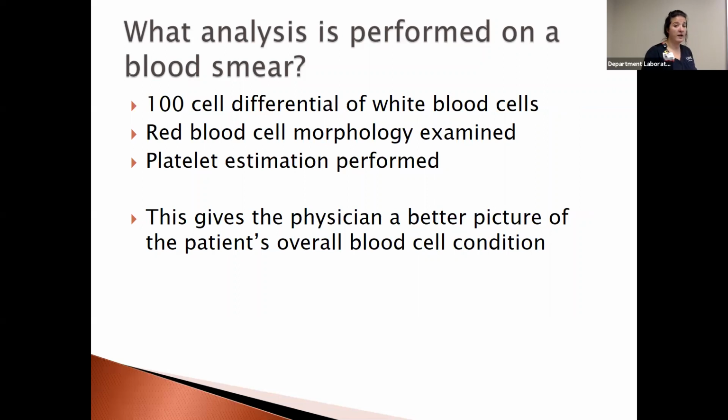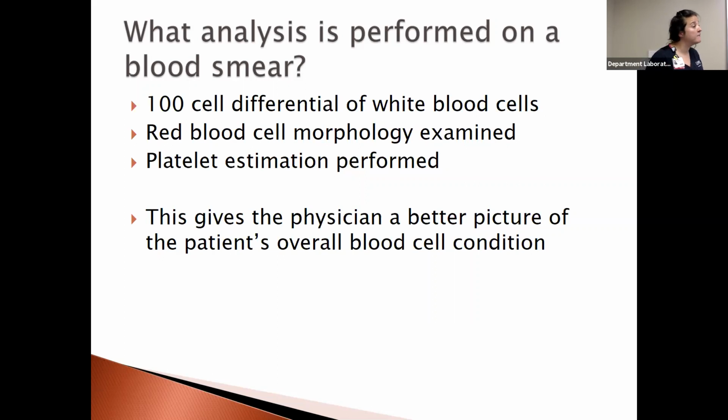What analysis can we do on a blood smear? So we're going to do our 100 cell differential of our white cells. We're going to classify what type of white cells, and we're going to do our red cell morphology. Keep in mind that our red cells are not counted during the smear evaluation. We are just evaluating for size, hemoglobin content, and shapes. And then we can do our platelet estimate as well.